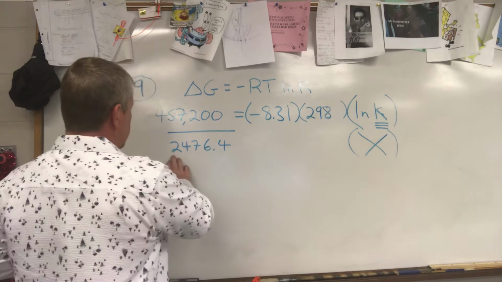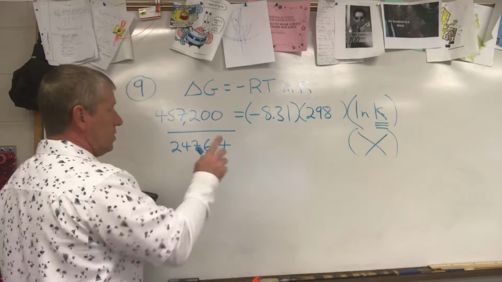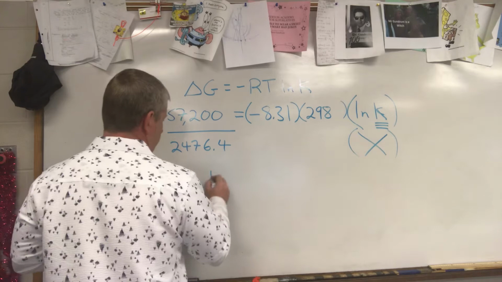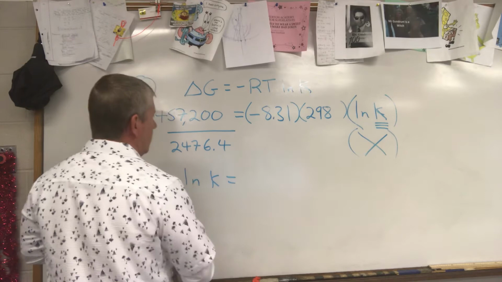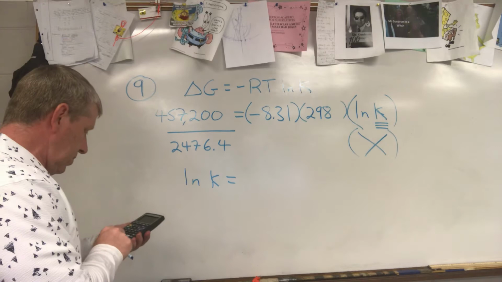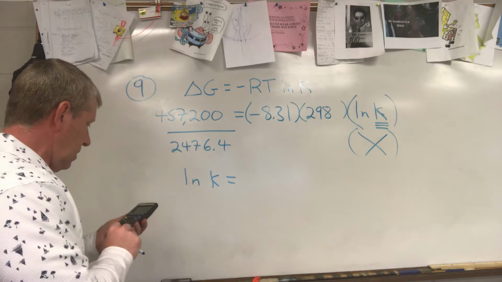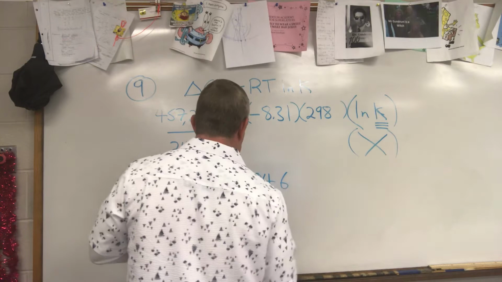We'll get a decent sized number here. Now this is going to give me the natural log of K. So what I did, I took these two, combined them, put it underneath, and isolated the natural log of K. Dividing these, 457,200 divided by 2,476.4 equals 184.6. Okay, now that's the natural log of K.